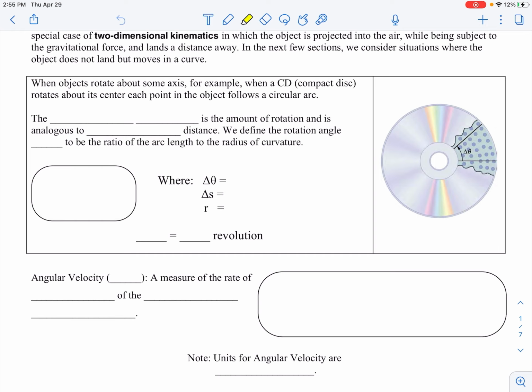So, for example, when we look at a CD that's spinning around, I don't know. Do you guys even know what a CD is? Anyways, when it's rotating about a center point, it follows a circular arc.